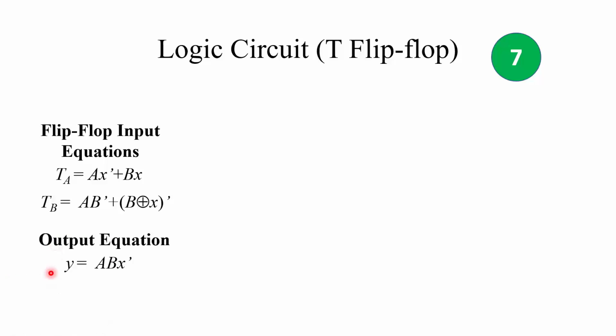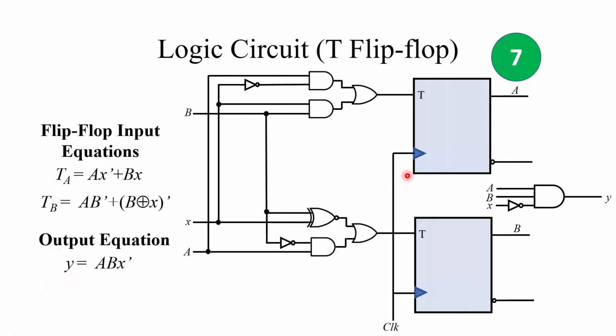We can implement our circuit using T flip-flops. So we have used two T flip-flops with state variables A and B. This is the combinational logic. This is the equation implementation for TA and this is for TB. And our output is ABX prime. Okay, similar to our previous designs.